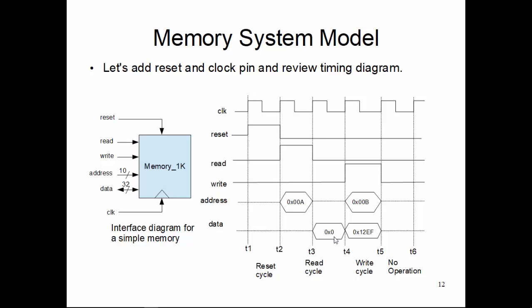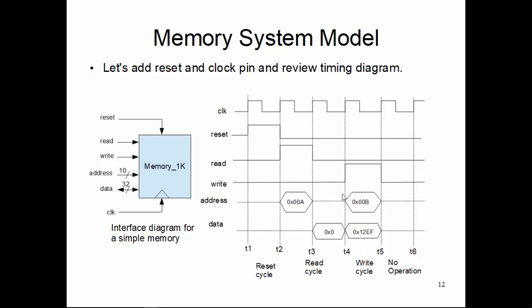So the point is this: we place a request between T2 and T3, and we can expect the result of the read operation in the next clock cycle. That is the treaty between this memory and the rest of the system, that it will take 1 clock cycle to read the data out. And that's why this read cycle is from T2 to T4.